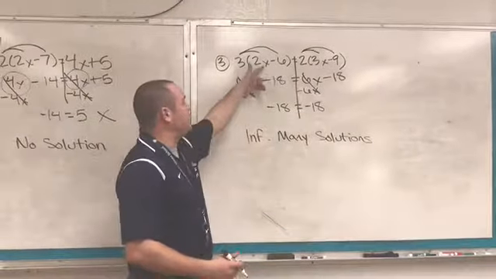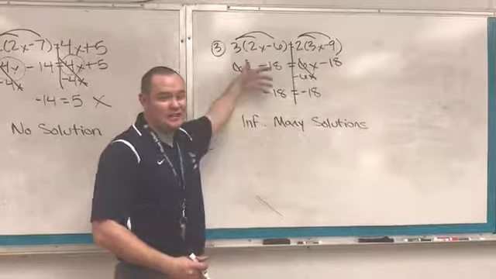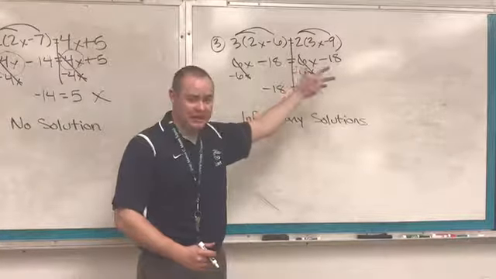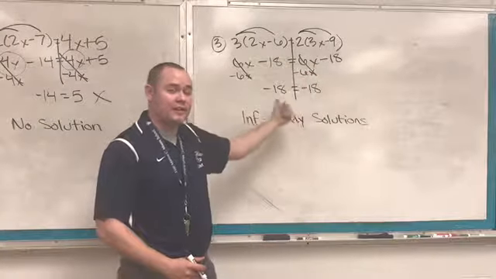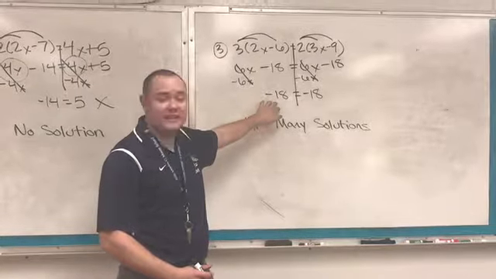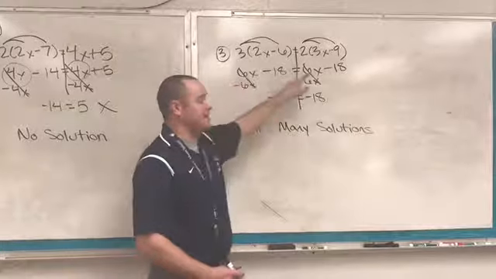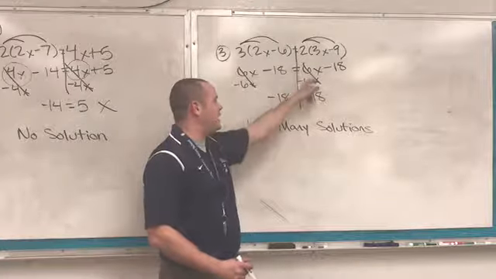So we could plug 3 in for x, we could plug 11 in for x, we could plug 952 in for x. Any number would create a correct answer here. So that's infinitely many solutions whenever you have the exact same thing on both sides, the same x values and the same regular numbers.